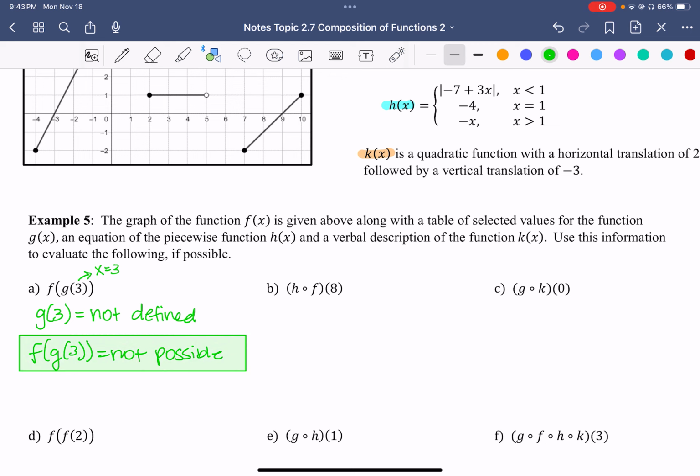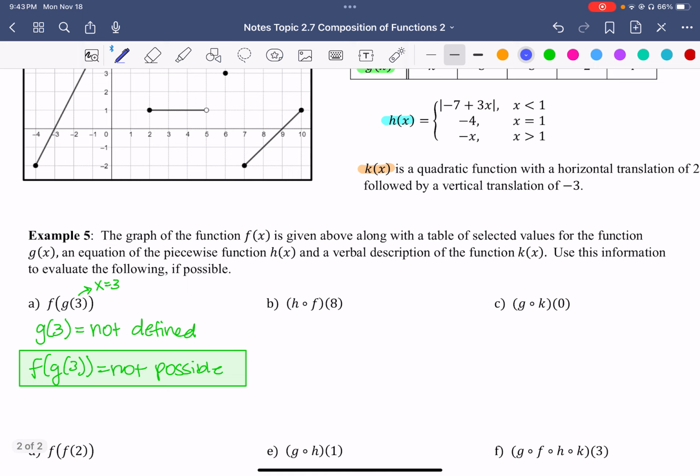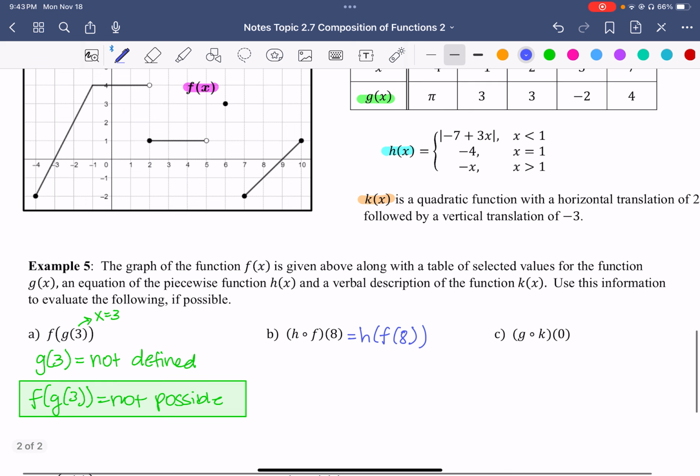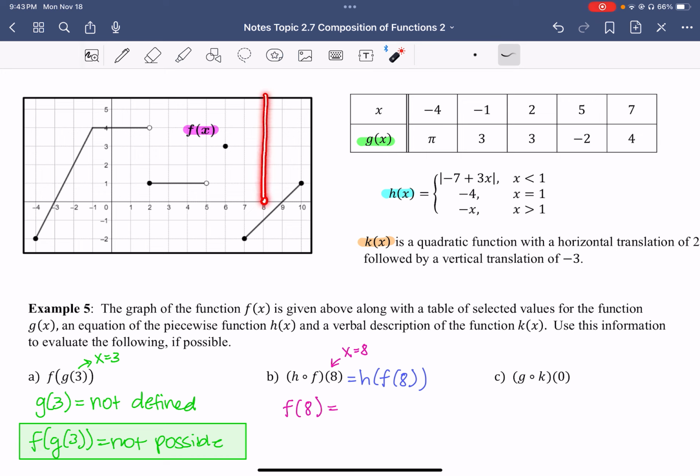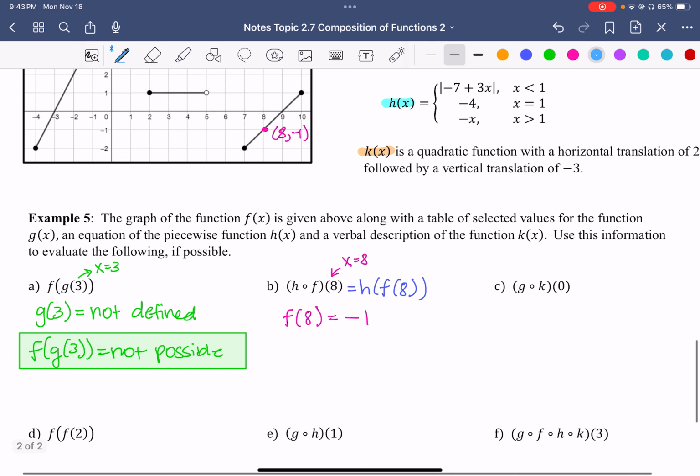Okay, let's do h of f of 8. Again, if you would like to rewrite this as h of f of 8 using this notation, you can. So f of 8, I first need to evaluate the inside. So remember, this is an x value. They're saying when x equals 8. So I'm going to go to the graph of f. I'm going to find where x equals 8. Notice that there's no points here, but if I go down, there is a coordinate at negative 1. So 8, negative 1. When x is 8, y is negative 1. So f of 8 is negative 1. Next, I'm going to find h of negative 1.